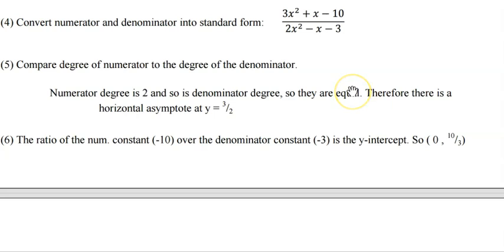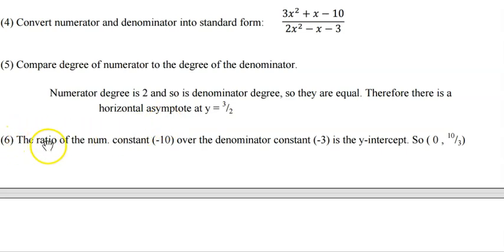And if you look at our list, look under number 5, part B says, if the degree of the numerator is equal to the degree of the denominator, then the horizontal asymptote is y equals the lead coefficient of the numerator, which is 3, divided by the lead coefficient of the denominator, which is 2. So it's this 3 right here divided by this 2. It's just the front two numbers, 3 over 2, and so there's a horizontal asymptote at y equals 3 over 2. And so we've identified the horizontal asymptote.